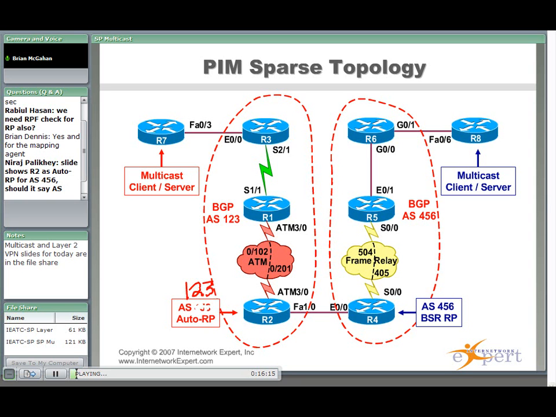Okay, so we have basic IGP reachability within the domains. So now we can configure PIM to run on top of our IGP. We're going to assign router 2 as the rendezvous point for AS123 via AutoRP, and we're going to assign router 4 as the rendezvous point in AS456 via bootstrap router.